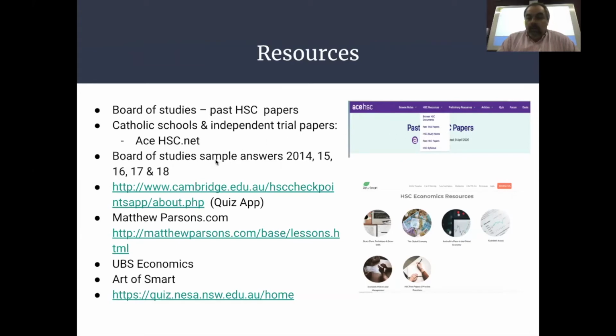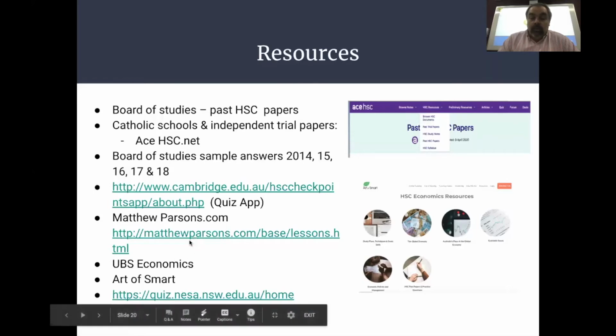The sample answers for resources, we've spoken about those. You've got the Cambridge publication. They've got HSC checkpoints, and they've got some quiz and apps there. Matthew Parsons, economics teacher during COVID, has very graciously opened up a lot of his online lessons and quizzes, etc. So it's a very generous offer by him, and you can access that at the moment.